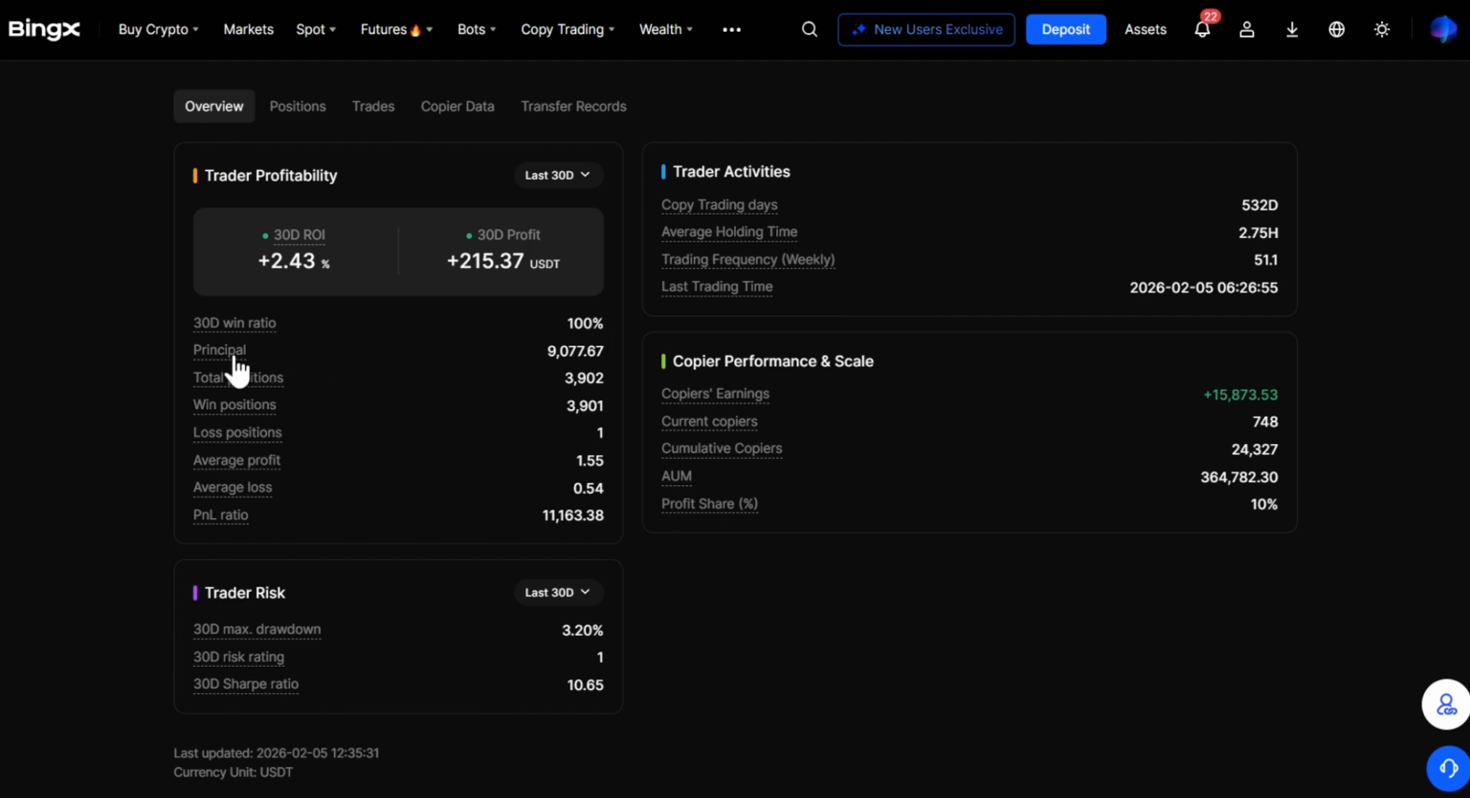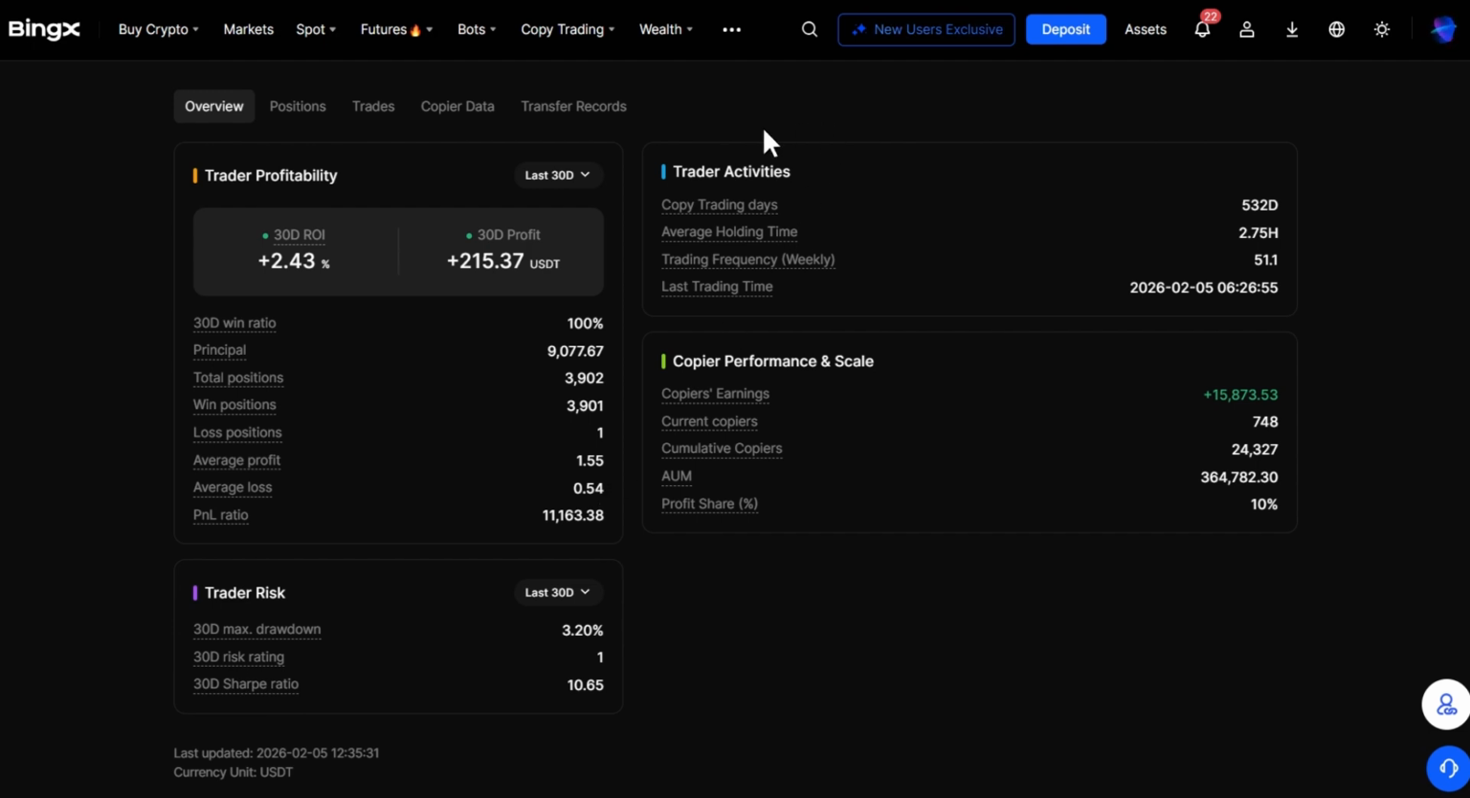You'll also see their principal, which is their own capital, total positions, win positions, loss positions, average profit, average loss, and PNL ratio. Now here's what these mean. Total positions shows how many trades they've opened. Win positions and loss positions break down how many were profitable versus unprofitable. Average profit and average loss show you the typical size of their wins and losses. If their average profit is significantly higher than their average loss, that's a good sign. It means they're cutting losses quickly and letting winners run.